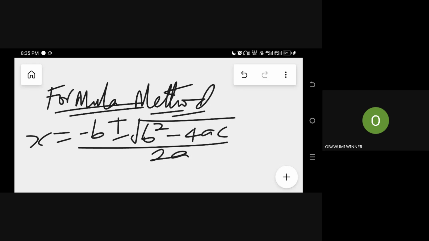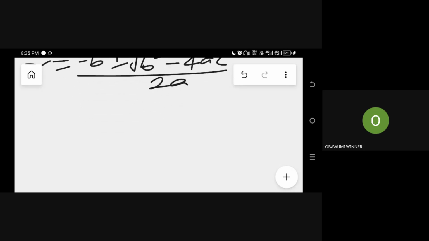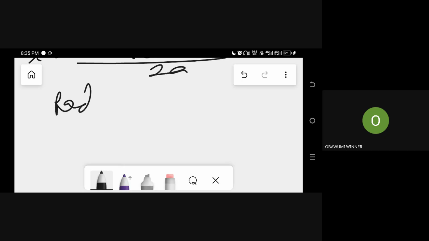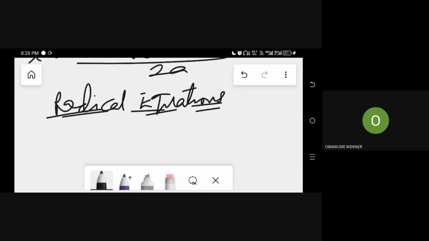That's questions that would involve roots, questions involving roots in quadratic equations. So they are usually called radical equations. They are still quadratic, but they are radical quadratic equations. So you have to improvise to get the values that you need. So let's say this first example now.